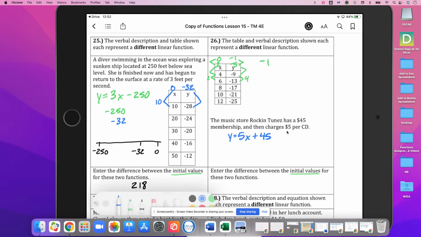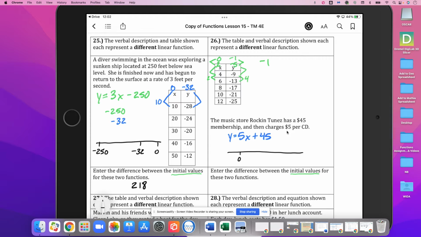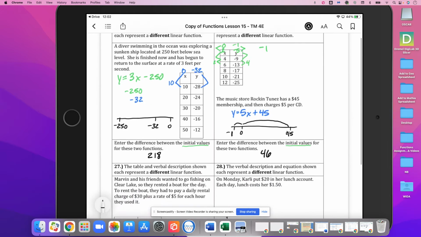We're asked to do the difference in the initial values. And so we have a difference between negative 1 and positive 45. They are on opposite sides of 0. So I do need to add those values. And so the 1 here and 45 more is going to make 46. Okay, on to 27.